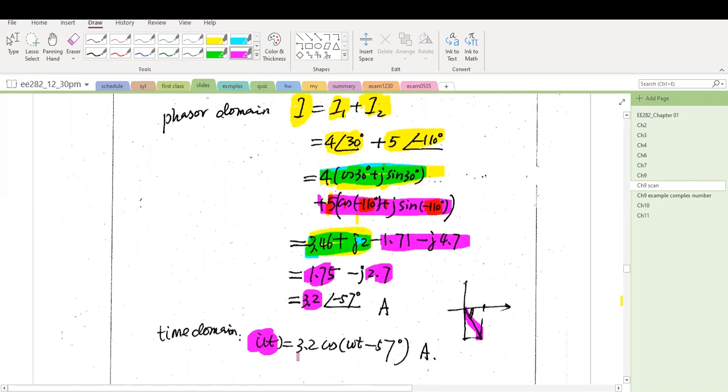What is i(t)? i(t) is 3.2 cosine(omega t minus 57 degrees).